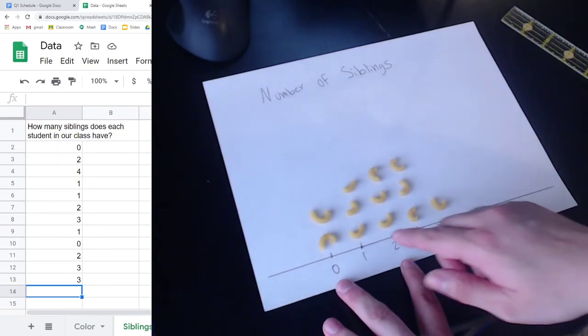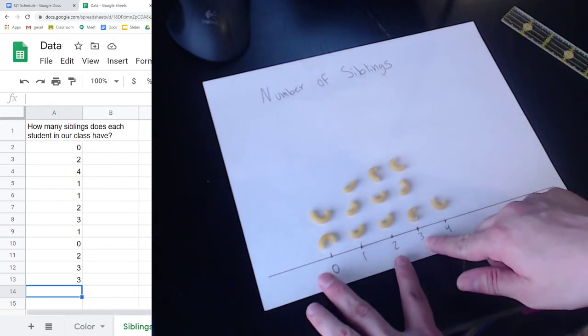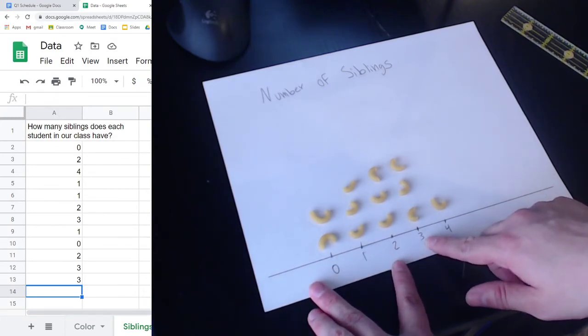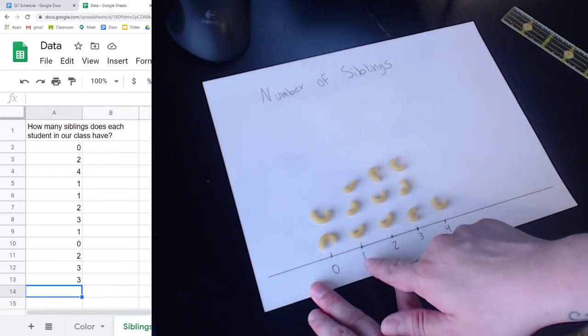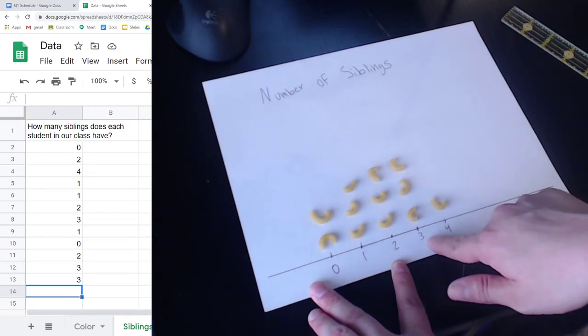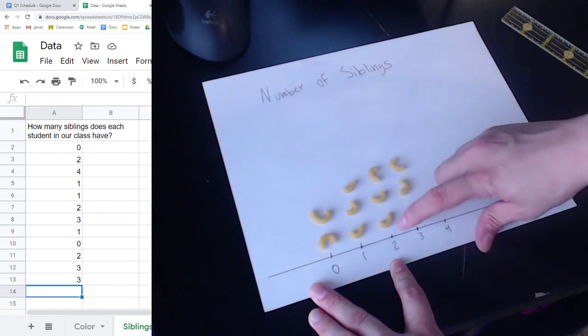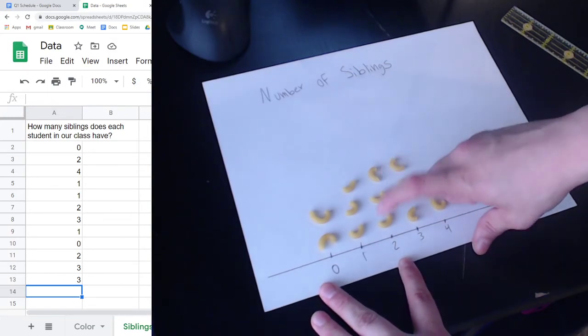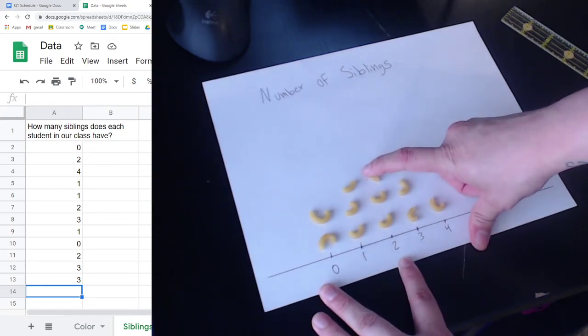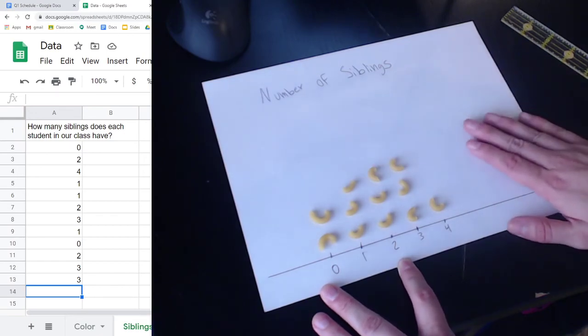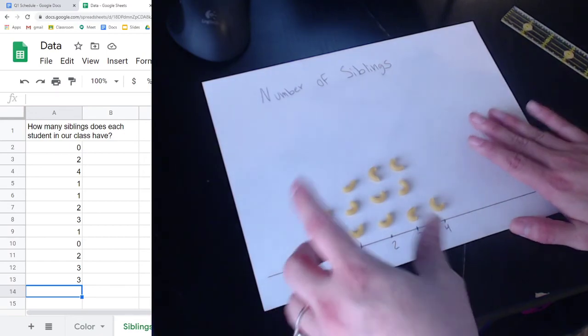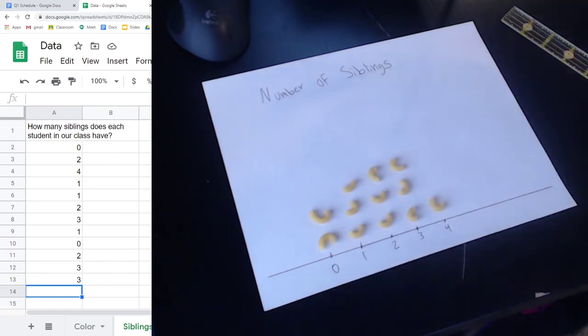This time, it looks like a lot of our data is equally spaced out. I have 1, 2, and 3 all have 3 people. So 3 people answered 3 siblings, 3 people answered 2 siblings, and 3 people answered 1 sibling. Alright? So again, I would take a picture and upload it to Google Classroom.